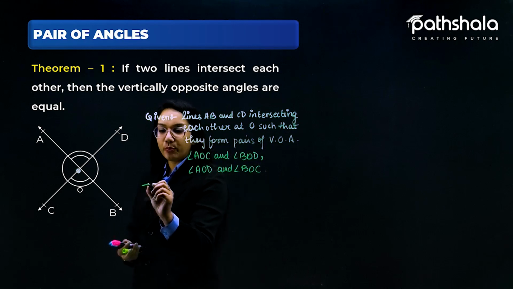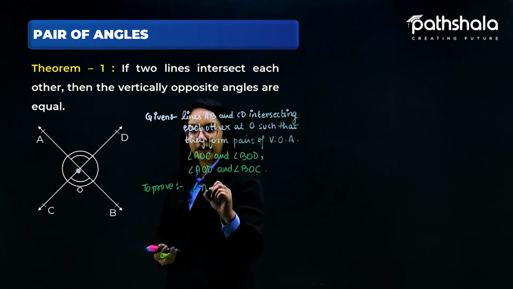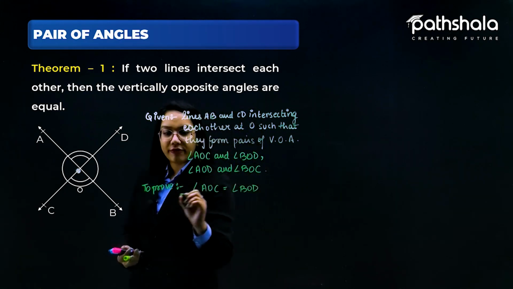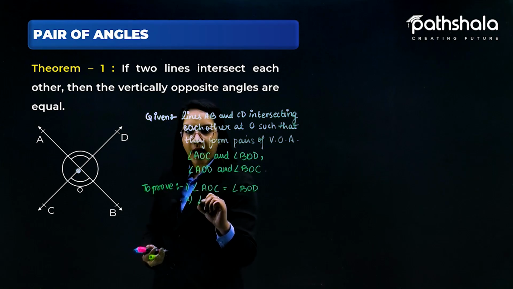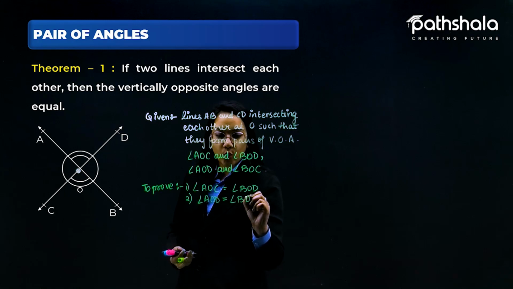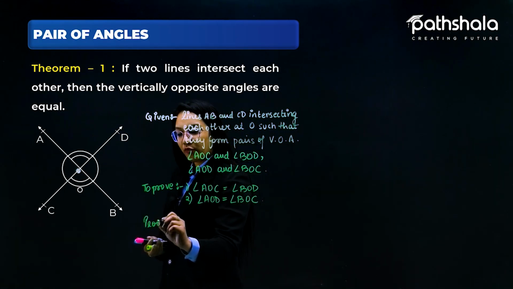So what do we have to prove? We have to prove that angle AOC is equal to angle BOD, and further we have to prove that angle AOD is equal to angle BOC. So we just need to prove this. Let's start with the proof.